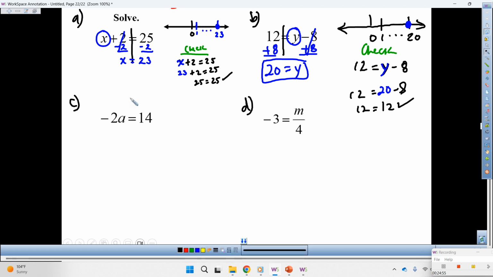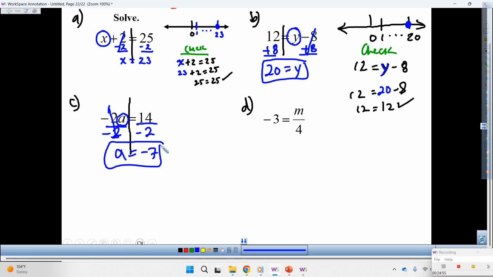Line down the equal sign. Circle your variable. When you have a number on the left side of the variable, it's multiplication. So how do we cancel the negative 2 that's multiplying? What is the opposite? Divide by negative 2. Because it's multiplying, the opposite of multiplication is division. Whatever we do to one side, we do to the other side. Negative 2 divided by negative 2 is a. This is 14 divided by negative 2. It's negative 7.